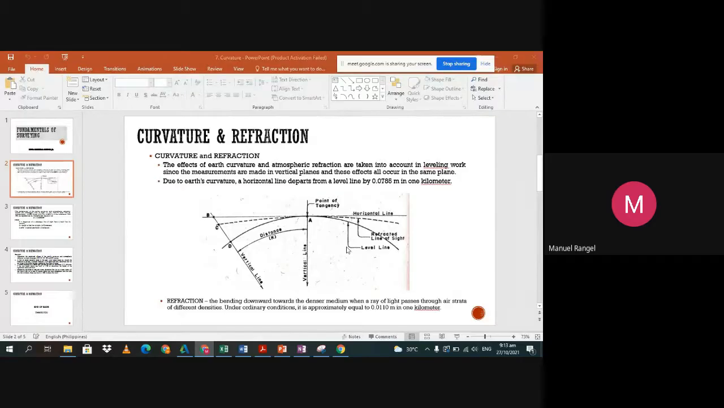I think the refraction is the bending, defined as the bending downward towards the denser medium when a ray of light passes through air strata of different densities. Under ordinary condition, it's approximately about 2.011 meter in 1 kilometer.